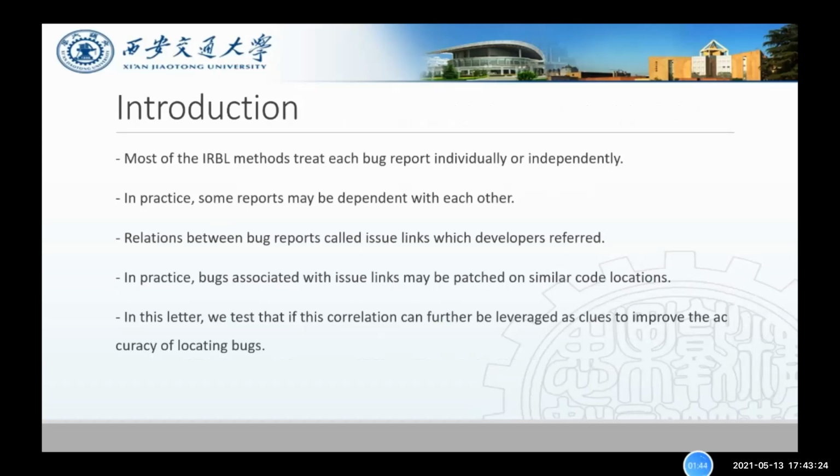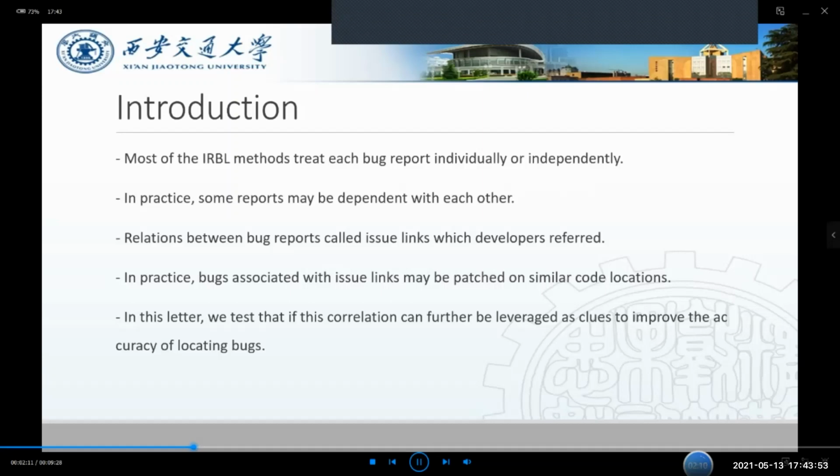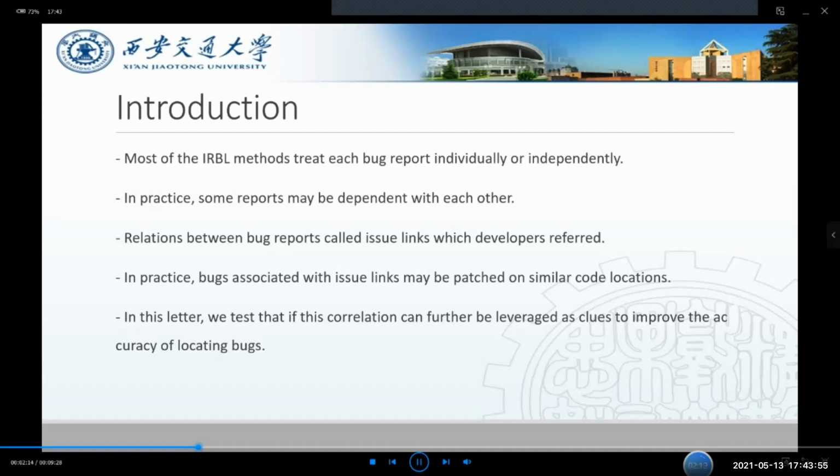And in practice, some bugs may be dependent on each other. Relations between bug reports are called issue links, which developers refer to, and in practice, bugs associated with issue links may be patched on similar code locations. So, in this letter, we test whether this correlation can further be leveraged as clues to improve the accuracy of locating bugs.